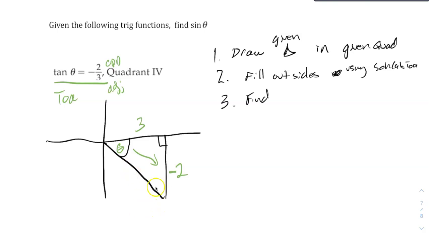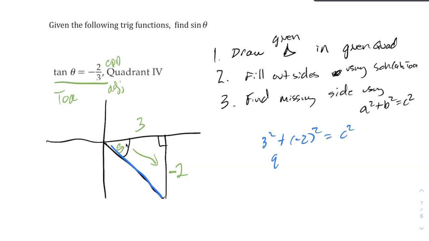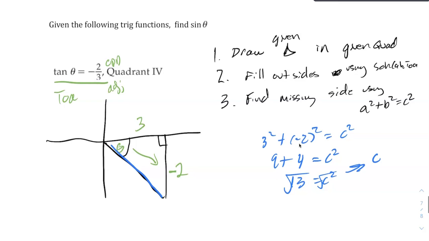We have a missing side here, and in this case, the hypotenuse is missing. Find the missing side using the Pythagorean theorem. Remember, C is always the hypotenuse, no matter what. So in this case, it would be 3 squared plus -2 squared equals C squared. So 9 plus 4. Remember, when you square a negative, it becomes positive. So 13 equals C squared, so C equals rad 13.